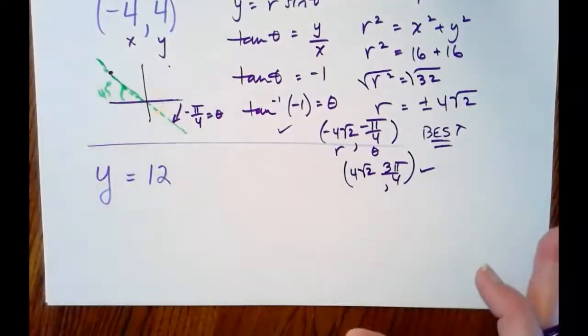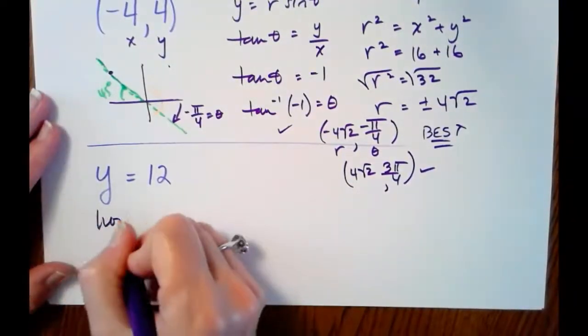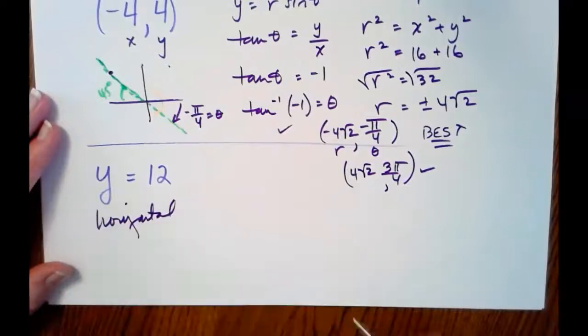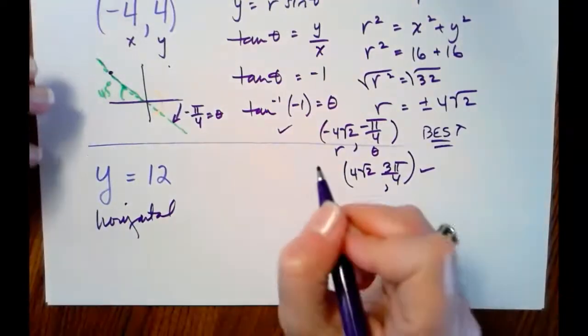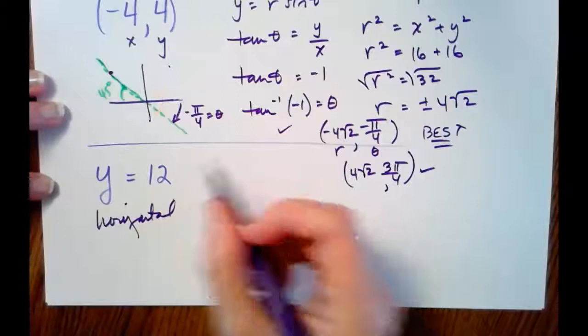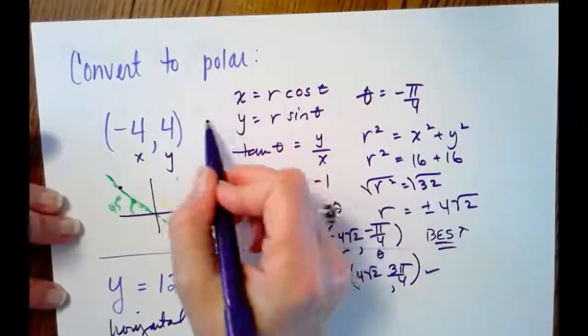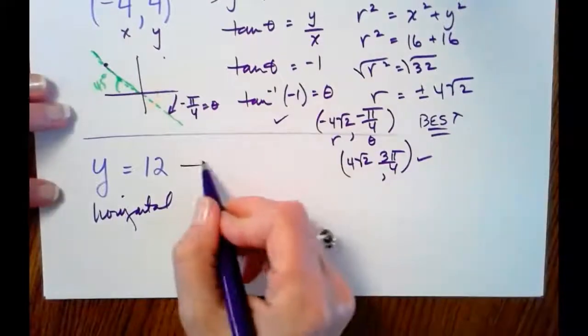Y equals 12. Visualize y equals 12. We know that y equals 12 is a horizontal line. So think about that. It's a horizontal line. We are going to change it to a polar equation. So if we have y equals 12, what is y equal to? Y is equal to r sine theta. So let's make a substitution.